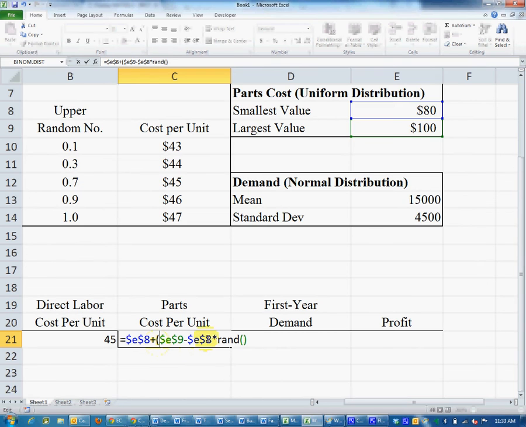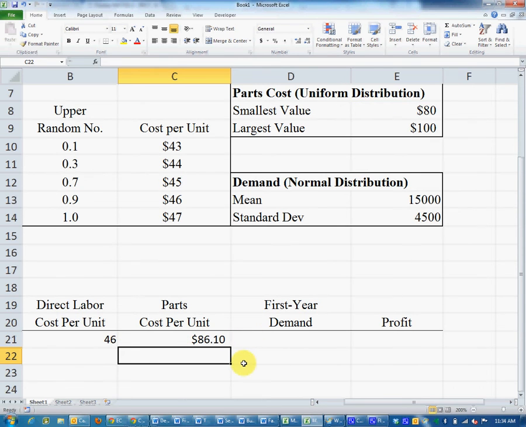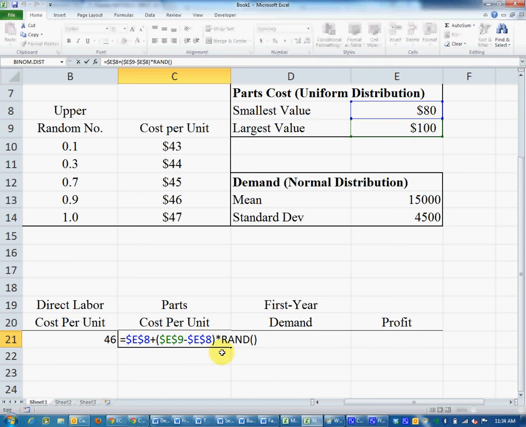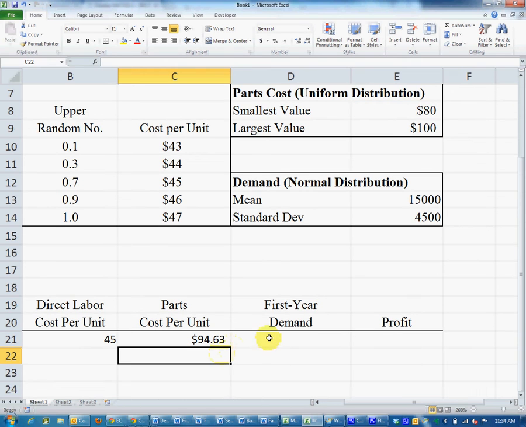Oh, I forgot a close. I'm sorry. After the 8 and before the multiplication sign, there's a close. Sorry about that. Okay, and I'll open that up again. You should get a number between 80 and 100. So if you have a number between 80 and 100, you got it right. We all good? All right.